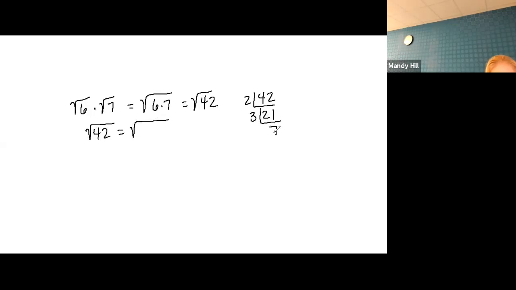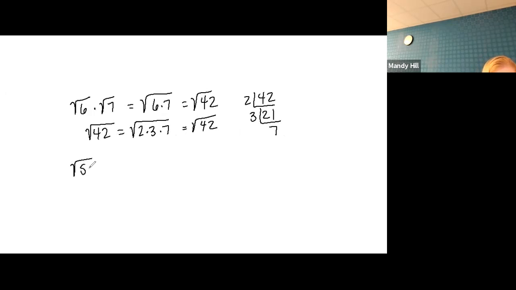and I stopped with 7. I should have said that because 7 is prime. 2 times 3 times 7. There are no pairs here. So I checked to see if there were any, but there are not. So the square root of 42 is simplified. There's nothing else I can do to that. There's nothing I can pull out of it.